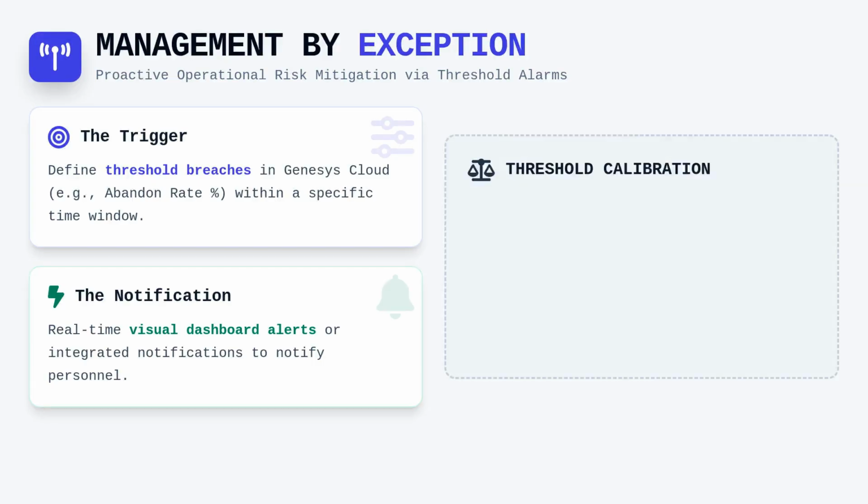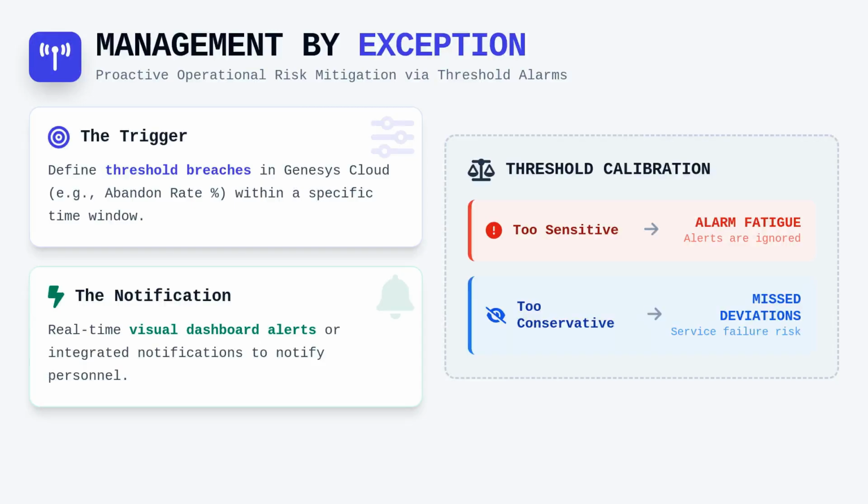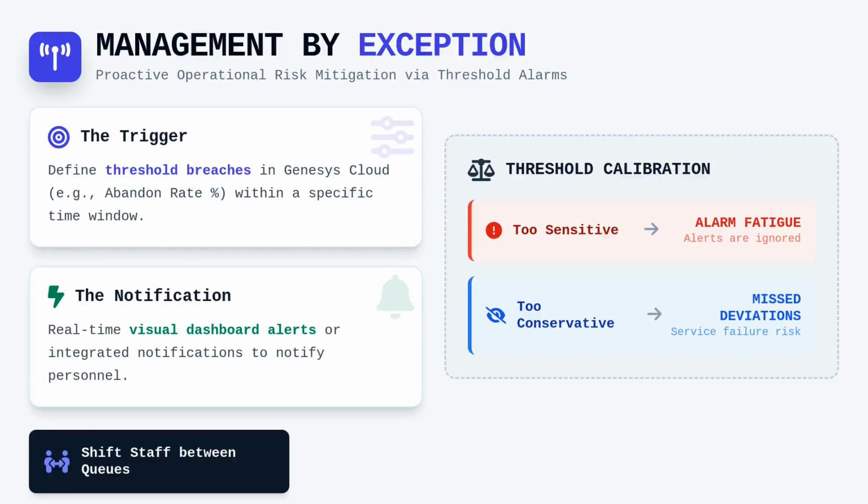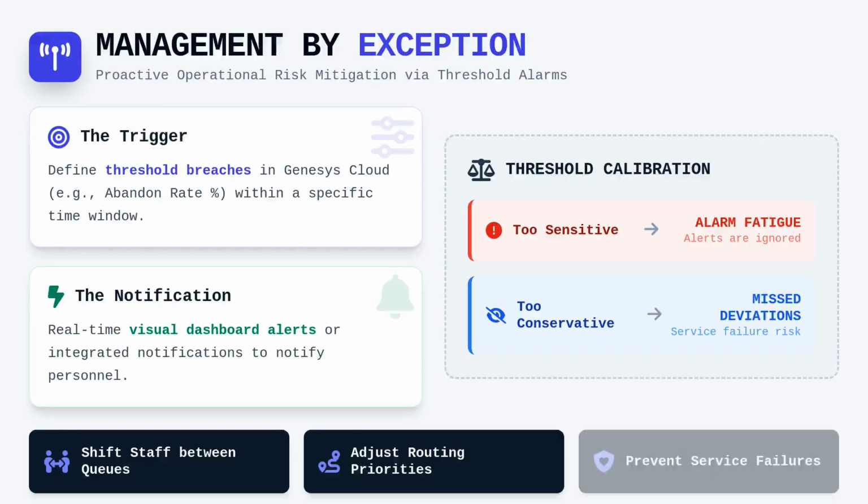It is important to define these thresholds with care. If you set your sensitivity too high, you risk alarm fatigue, where supervisors eventually ignore the alerts due to their constant frequency. Conversely, a threshold set too conservatively might fail to capture meaningful deviations that require urgent interventions like shifting staff between queues or adjusting routing priorities.